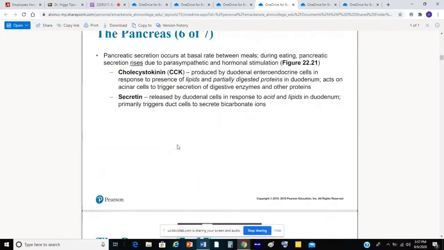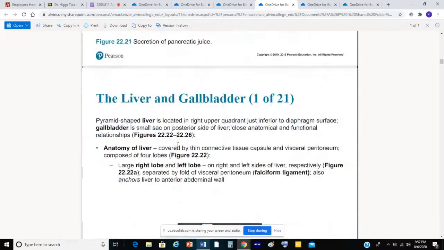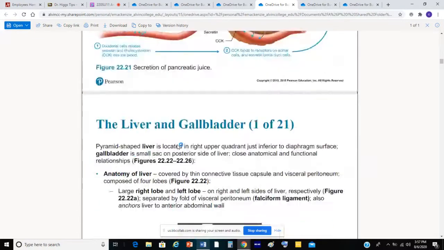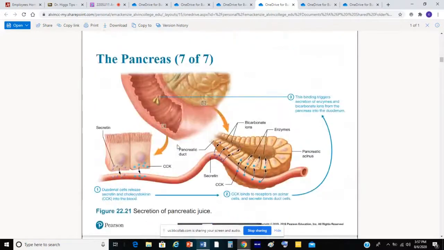Remember, cholecystokinin and secretin are coming from the duodenum to go to the pancreas. All right. What else? Let's mention some hormones, some endocrine functions of the pancreas. Turns out the pancreas releases hormones via what we call islet cells.